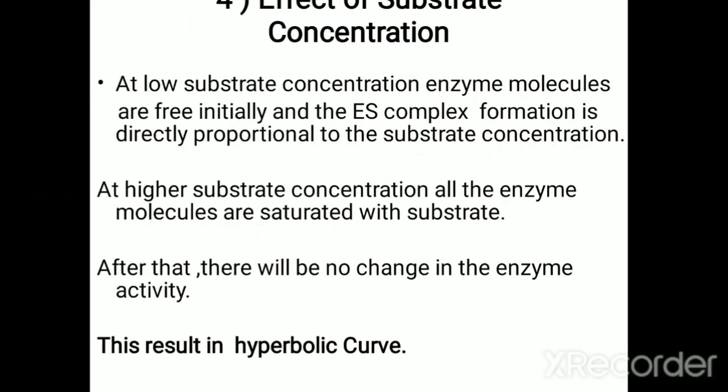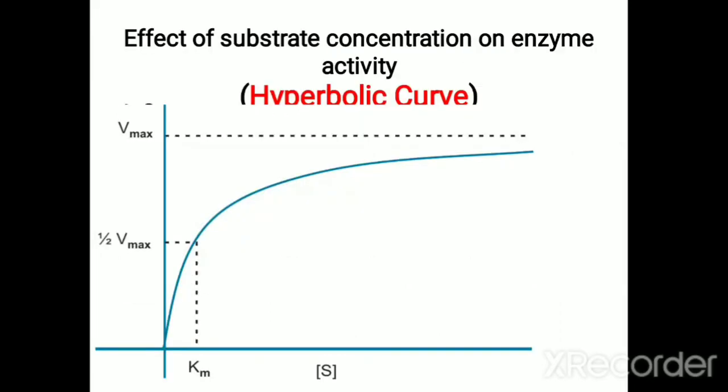And the next one is the effect of substrate concentration on the reaction velocity. Here we will get a specific curve, that is known as a hyperbolic curve. So here the x-axis represents the substrate concentration and the y-axis represents the reaction velocity. The initial part of the graph represents a straight line, that is, the reaction velocity is directly proportional to the substrate concentration. So the initial part of the graph produces a straight line.